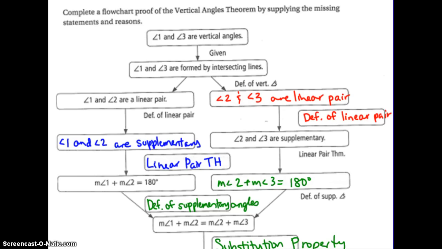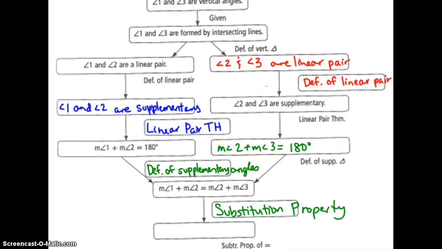Alright, so then going back down, our final step is to subtract the measure of angle 2 from both sides, so we get the measure of angle 1 is equal to the measure of angle 3. So it's the same exact proof that we did on that previous slide, but this time it's now flowing, a flow proof, kind of using our deductive reasoning following a chain of events.